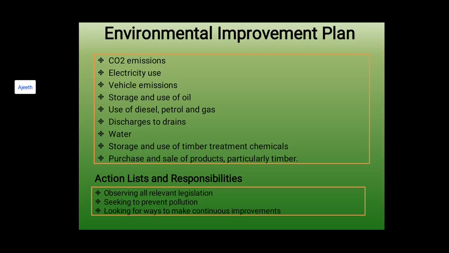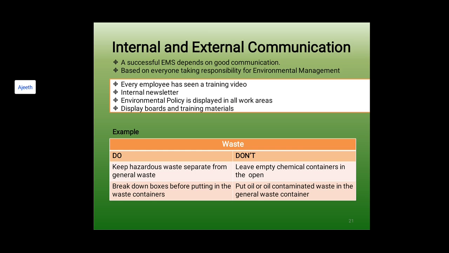So the environmental improvement plan mainly takes into consideration CO2 emission. What is the CO2 emission coming from the industry? Electricity used, vehicle emission, storage and use of oil, use of diesel, petrol, gas, discharge of waste into drain, amount of water used, storage and use of timber, treatment chemicals, purchase and sale of products. Action list and responsibility which could be taken care of are observing all relevant legislation, seeking to prevent pollution and looking for ways to make continuous improvement.